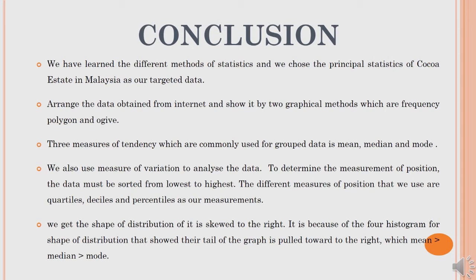Conclusion: we have learned the different methods of statistics, and we chose the principal statistics of cocoa estates in Malaysia as our target data. We arranged the data obtained from the internet and showed it by two graphical methods, which are frequency polygon and ogive. The three measures of central tendency commonly used for grouped data are mean, median, and mode. We also use measures of variation to analyze the data. To determine the measurement of position, the data must be sorted from lowest to highest. The measures of position that we use are quartiles, deciles, and percentiles. We get the shape of distribution, which is skewed to the right, because the histogram for the shape of the distribution shows the tail of the graph pulled toward the right, which means mean is more than median, more than mode.